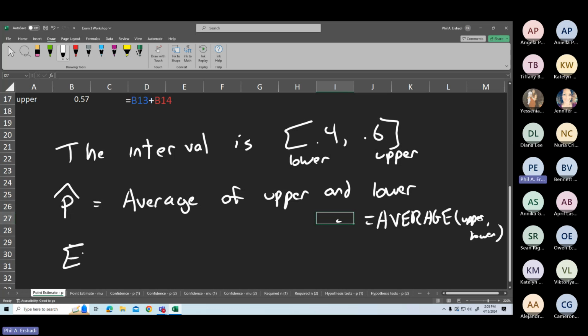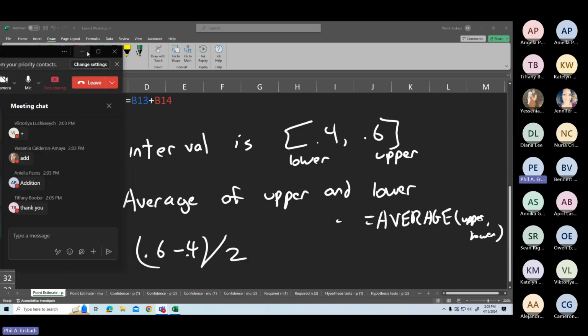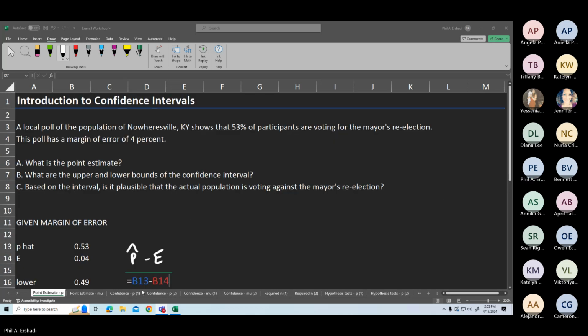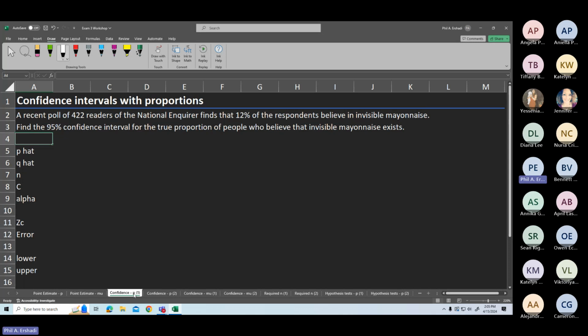But I think where the dividing by 2 came into play here is if they asked you for the error and they gave you the interval. You would take 0.6, subtract 0.4, and then divide that by 2. But that's completely different from what we did earlier. So that's probably the only place where you're going to have to divide by 2. I want to make sure that you know that there is a place for it, but it just wasn't that example.